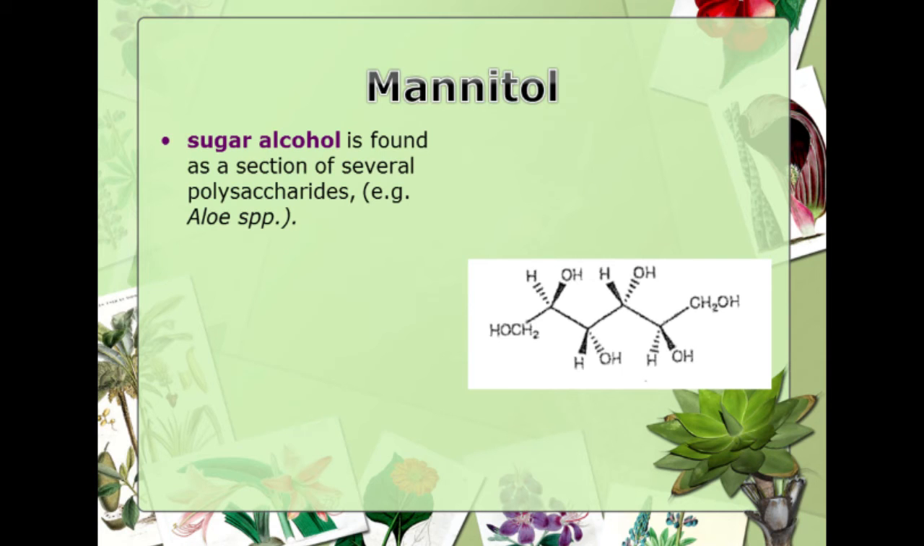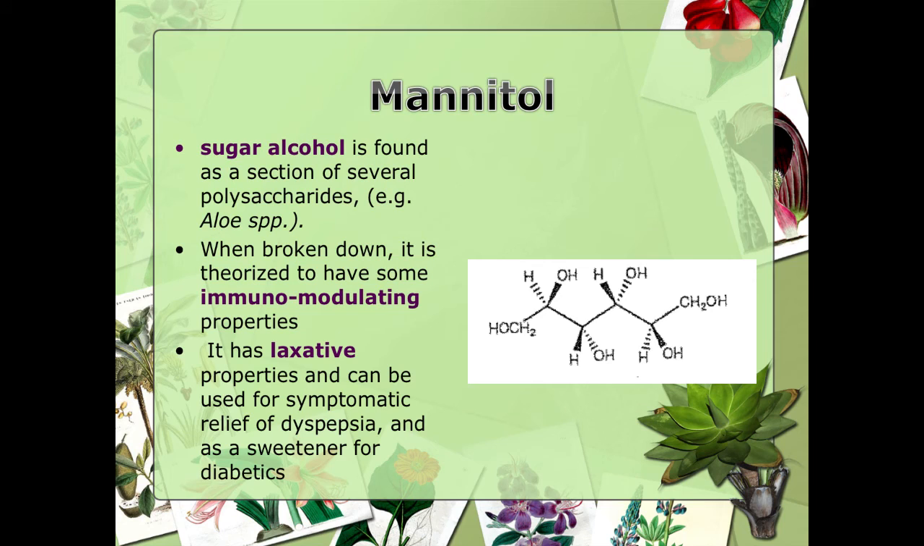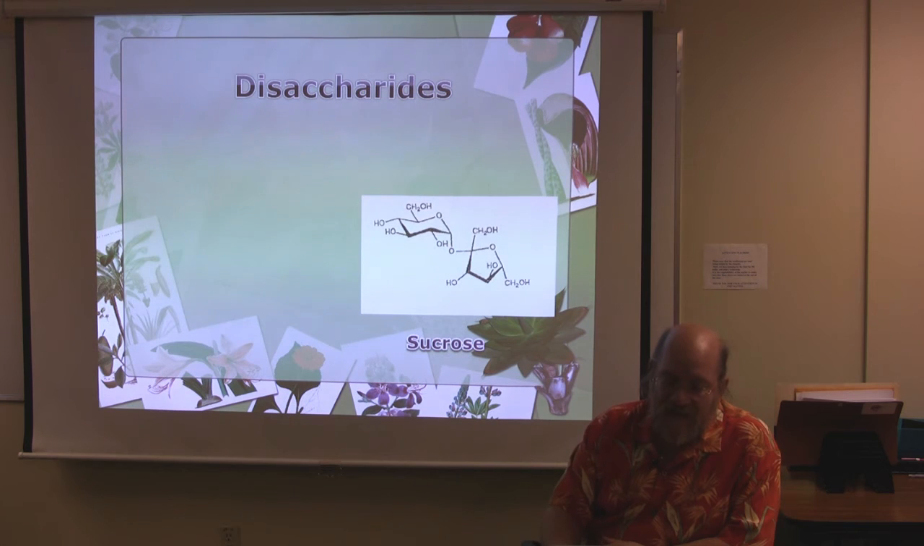It can be found in several different things as units of these long chains. You're going to find mannitol in mannose, which is part of an aloe vera branch polysaccharide that can have immune modulating qualities. So it can be very good. There's a variety of those things. It can also have a slightly laxative effect because it creates bulk in the intestinal tract.